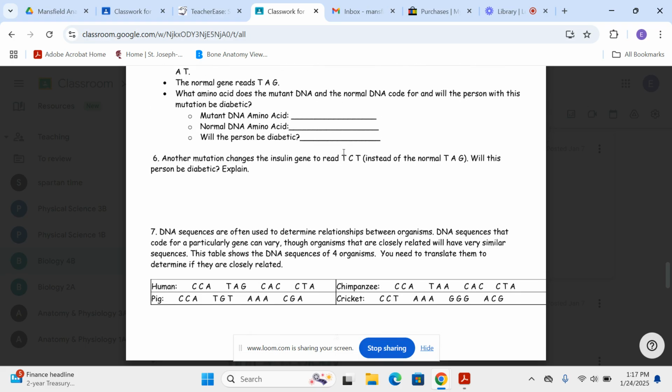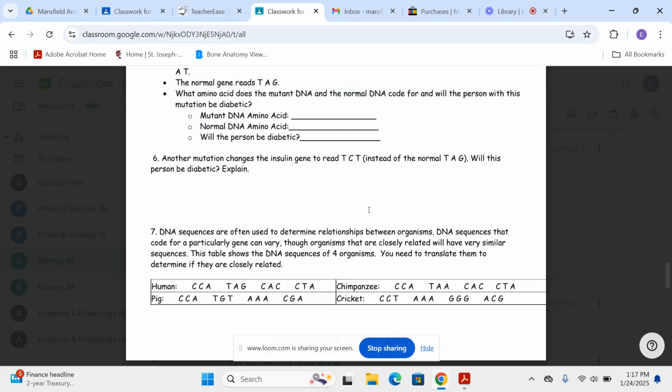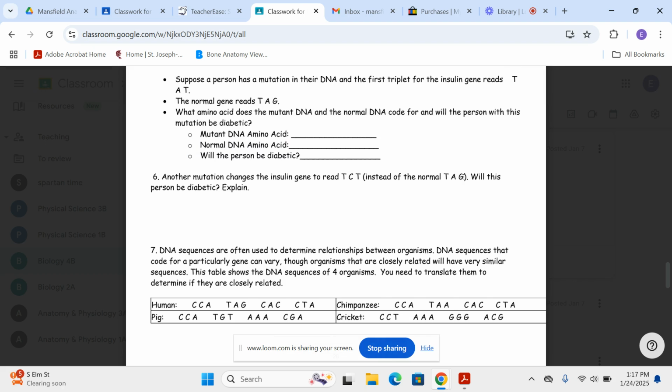Number 6 wants you to then look at a new code, TCT. Okay, so now you will know what amino acid is made from the normal one. So it wants you to compare again. TAG is still the normal, and you are going to compare the amino acid made by TAG versus TCT.